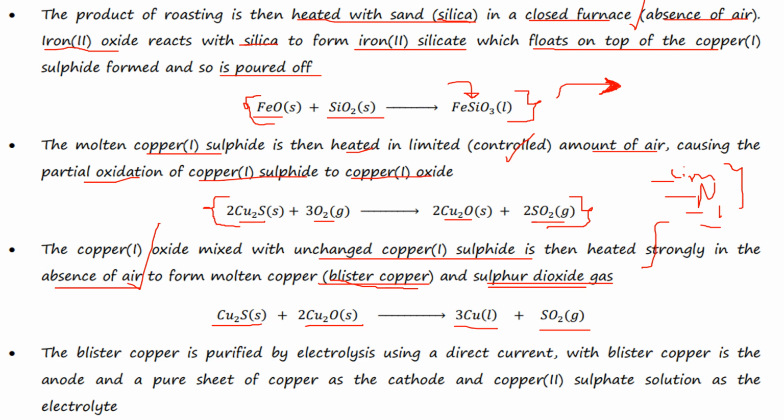And the blister copper is then purified by electrolysis using direct current. The blister copper is going to be the anode, and the pure sheet of copper is going to be the cathode, and copper 2 sulfate solution is going to be our electrolyte. I hope you remember this experiment in O-level, where I used copper as electrodes and copper 2 sulfate as the electrolyte. Obviously you are going to get copper being deposited at the cathode, and that is going to be your pure copper, and extraction of copper will be complete by that step.